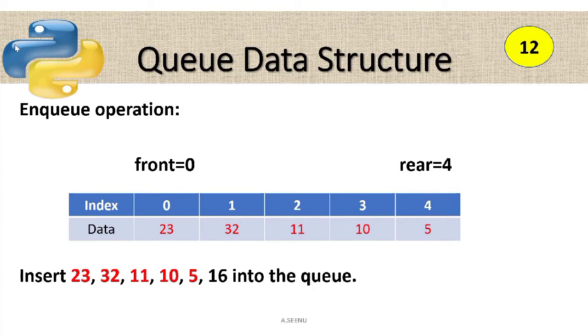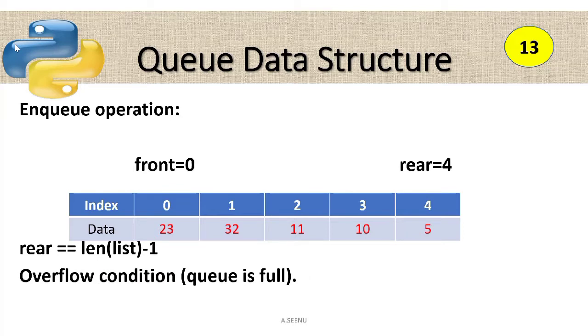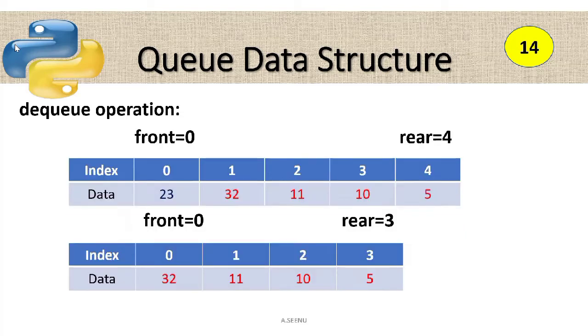This is called the enqueuing operation. If the queue is full and I want to enter the number 16, there is no place in this list. That means rear is the length of the list minus 1, so it gives a condition called the overflow condition. That means the queue is full and there is no place to insert extra elements. So this is called the enqueue operation, and during the enqueue operation we get a condition called the overflow condition.